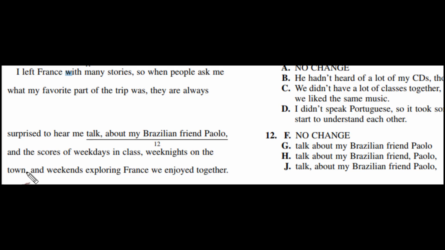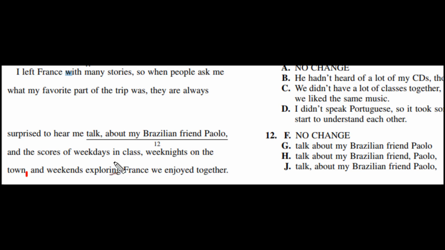Here we are. Here is that comma. Weekends, remember what I told you in Hypnotizing the Chupacabra? You simply put your finger over this and disregard this and hear the sentence. Weekends exploring France we enjoyed together. That is a dependent clause. So right away, since it's used correctly, it's not a fanboys. So it's a dependent clause that's going to be part of a list.